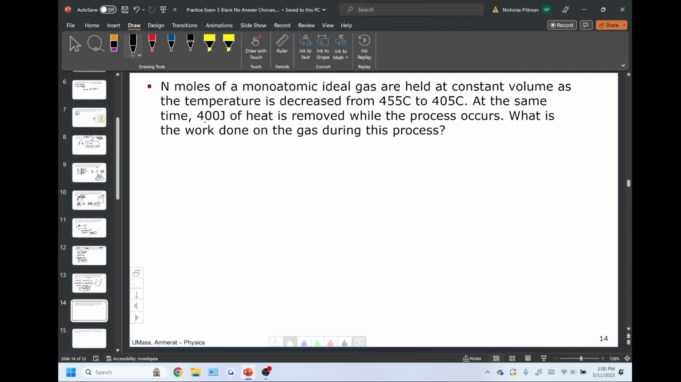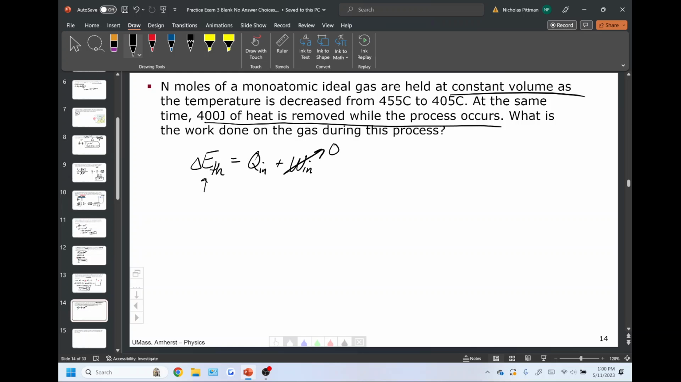All right, we talk about heat removal from a gas, so probably first law. Okay, other keywords, held at constant volume, which means that work was 0 because the volume didn't change. As usual, it's a good idea to replace delta E thermal.